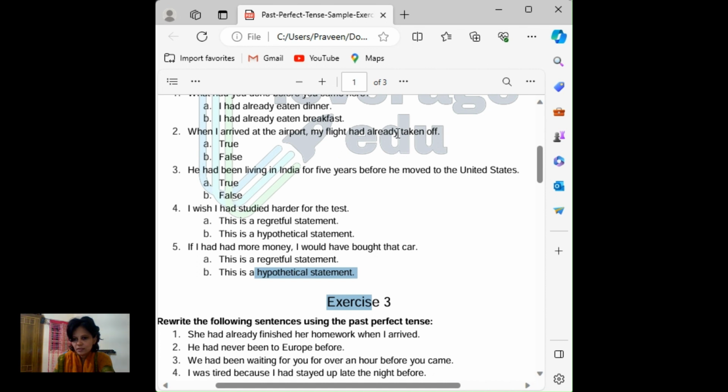It had happened. This thing happened before this person reached that airport. Before this happened, my flight had already taken off. It's gone. This flight has gone. It is no longer in that airport. When he reached the airport, the flight was not there, so he missed that flight. That is what it means. When I arrived at the airport, my flight had already taken off. It's taken off. It's started. It's moved. It's true.